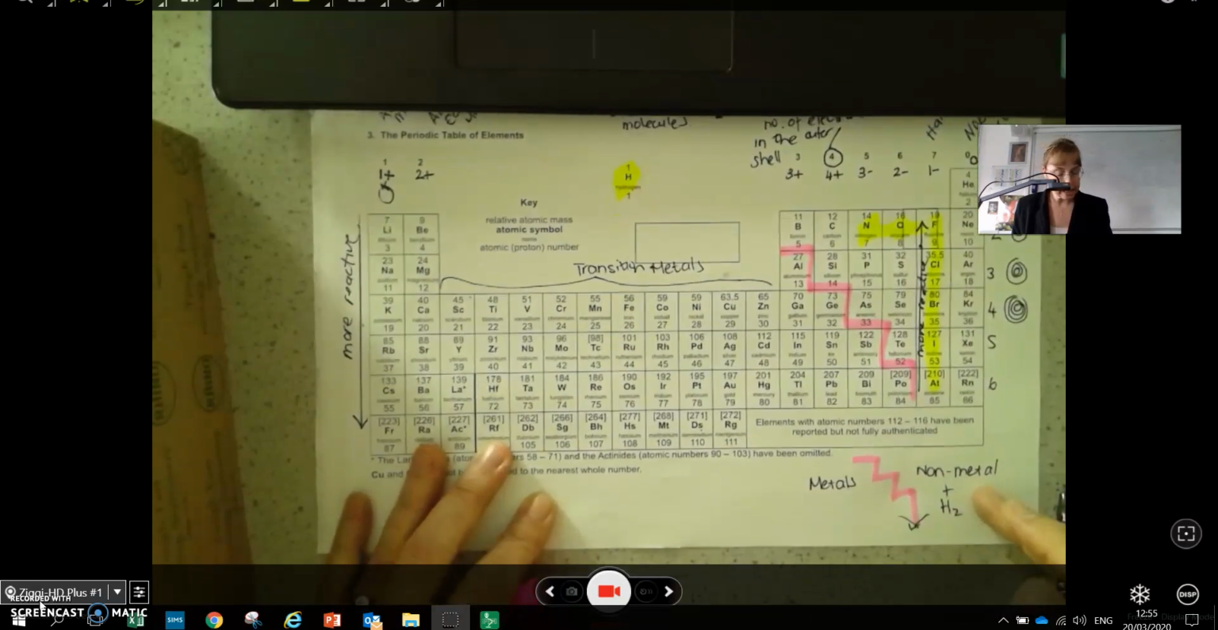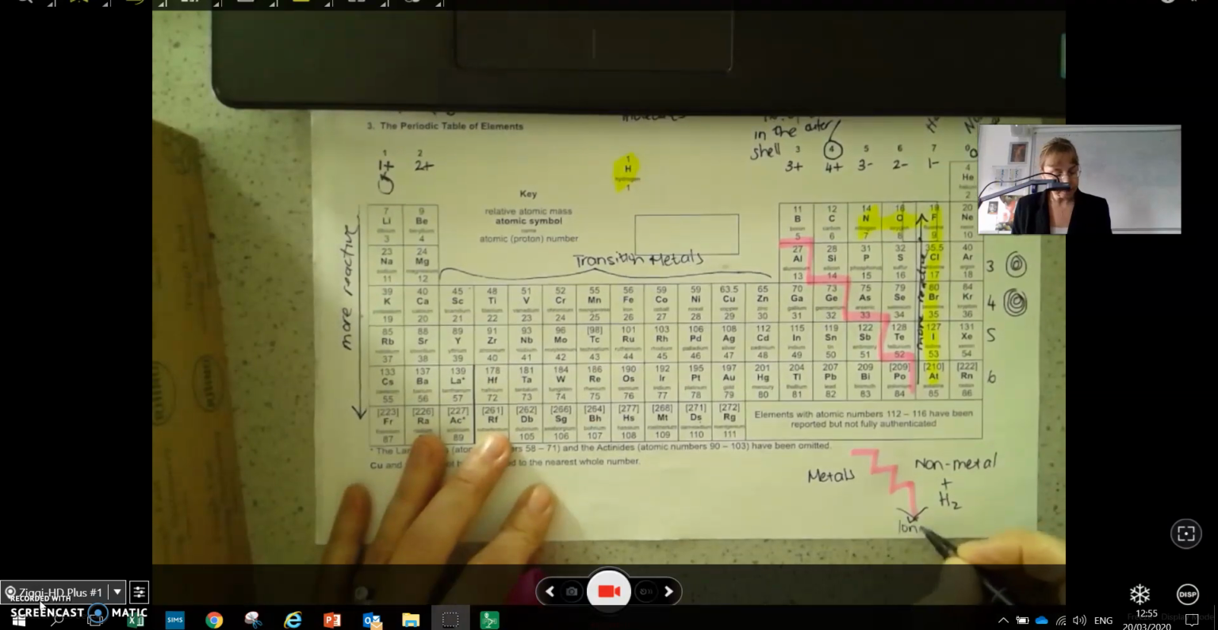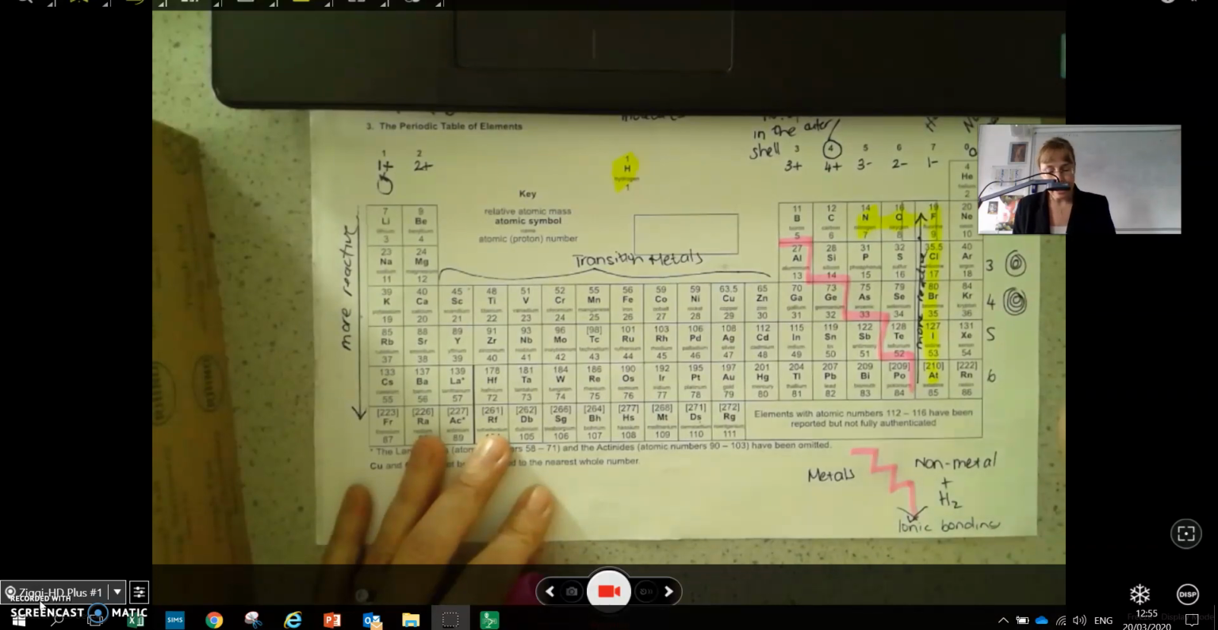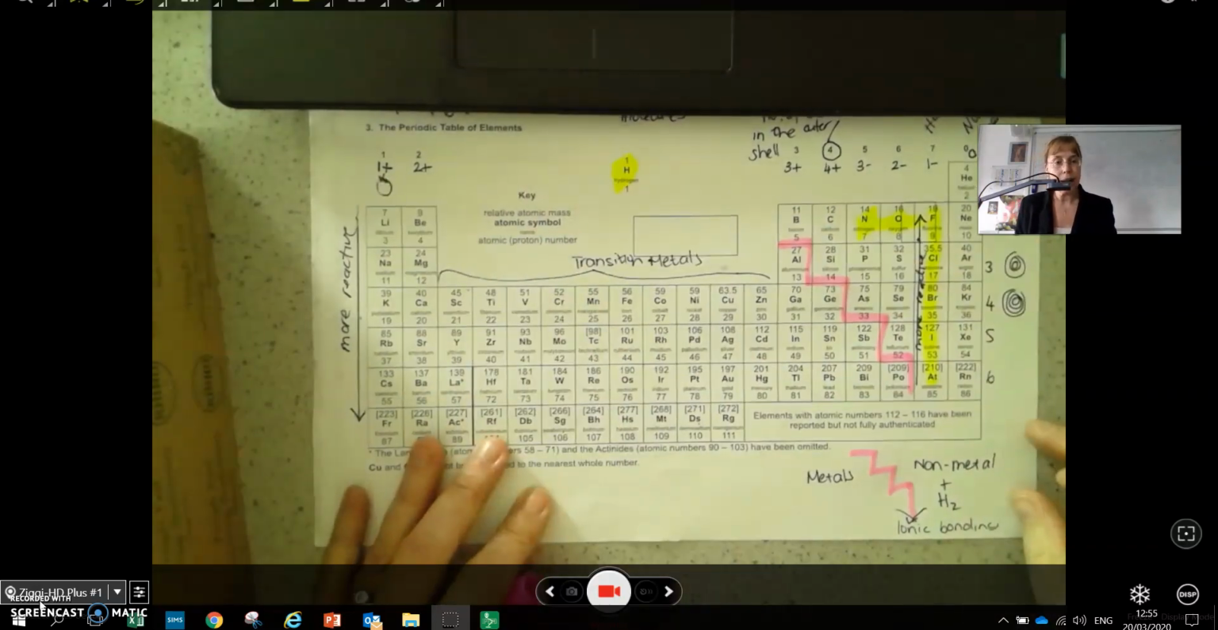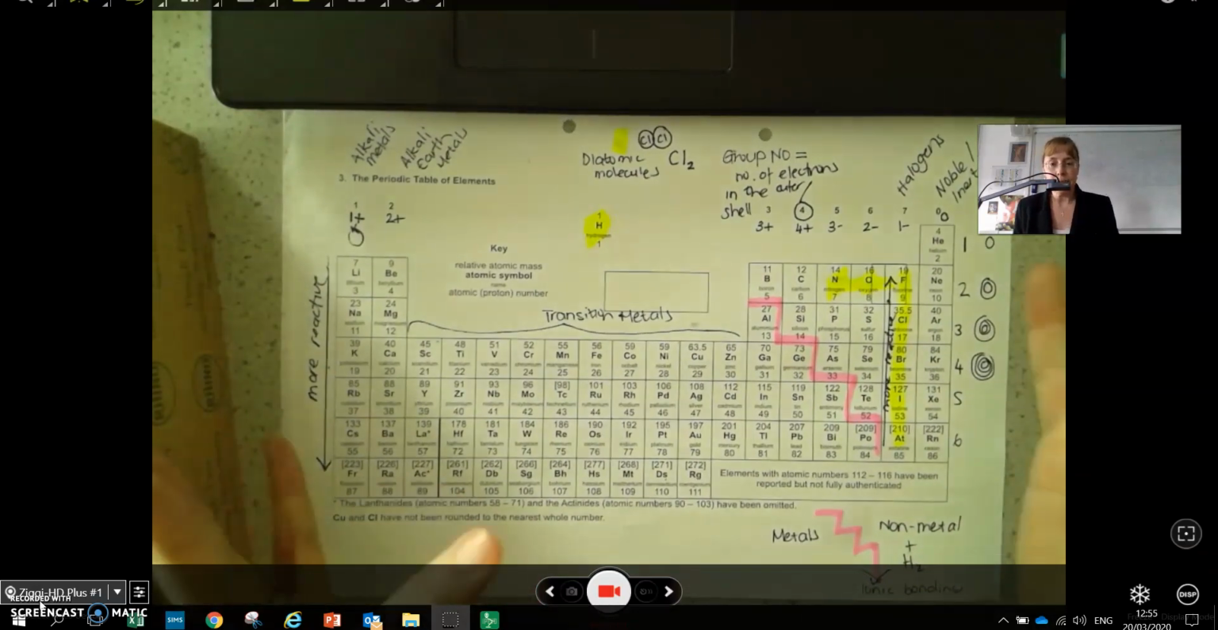So if I've got a compound made up of a metal and a non-metal, I know they join together, I'm going to get ionic bonding. If it's just non-metals, I'm going to get covalent bonding, and if it's just a metal on its own, I'm going to get metallic bonding. I find this helps me with almost every topic in chemistry.